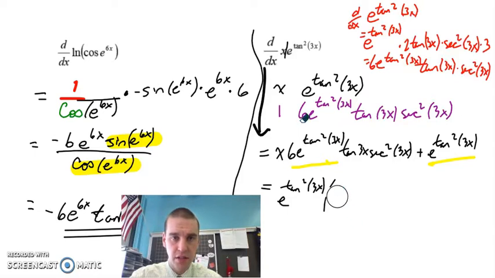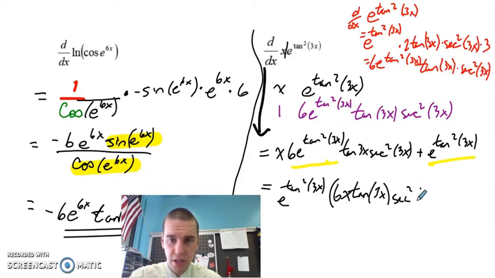Let's try that again. 6x tan of 3x secant squared of 3x plus 1.